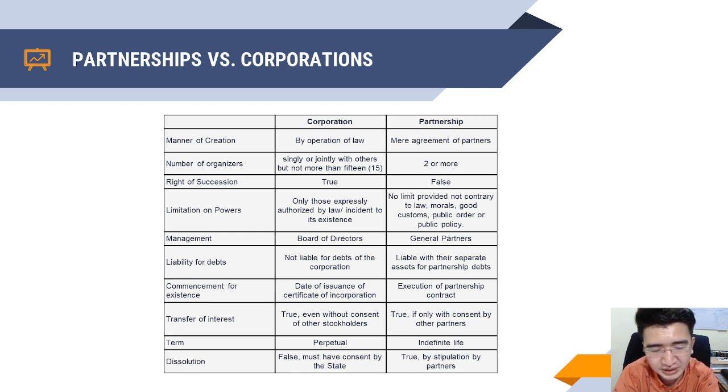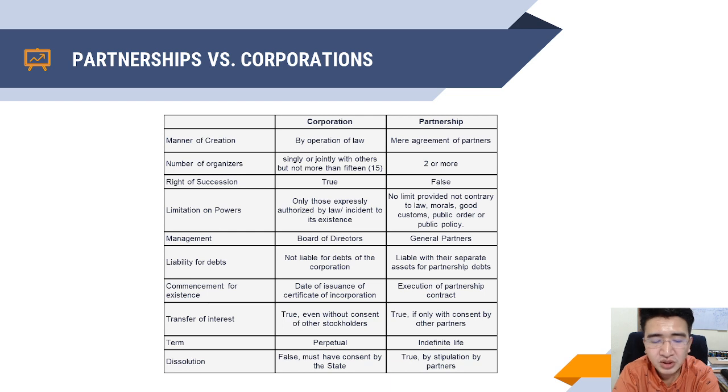Right of succession, yes, for corporation. Sabi ko nga kanina, even if a stockholder dies, even if a stockholder sells his interest or admits new stockholders, the corporation life still continues. Unlike for partnership, once a partner dies or may bagong na-admit na partner, the partnership will be dissolved. It may be continued, but it is now a new partnership.